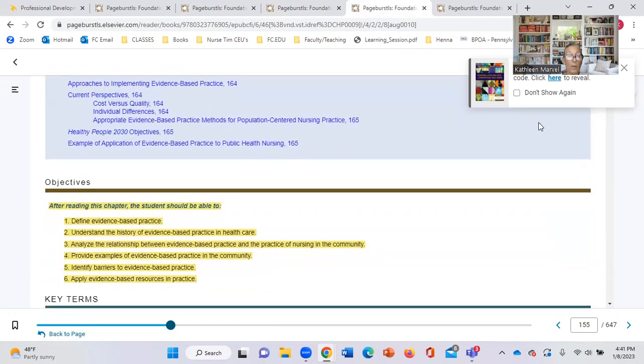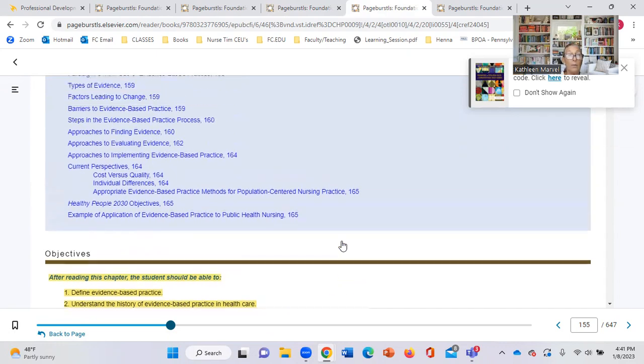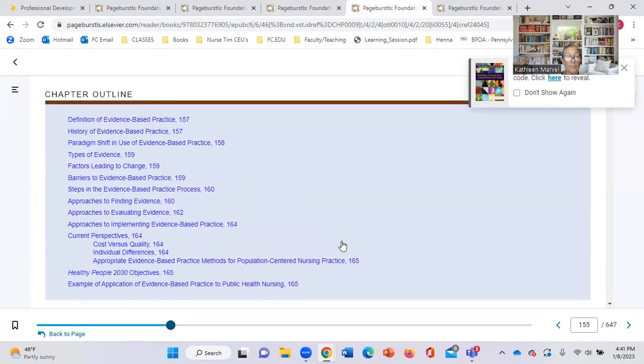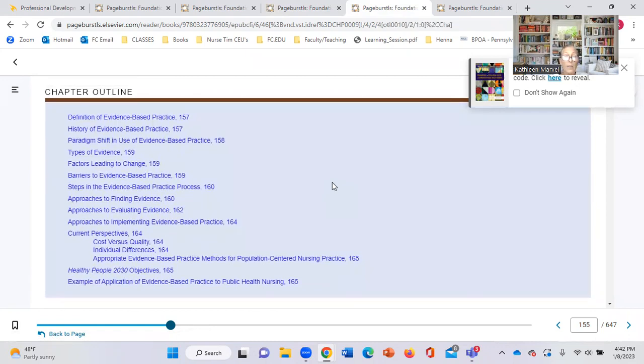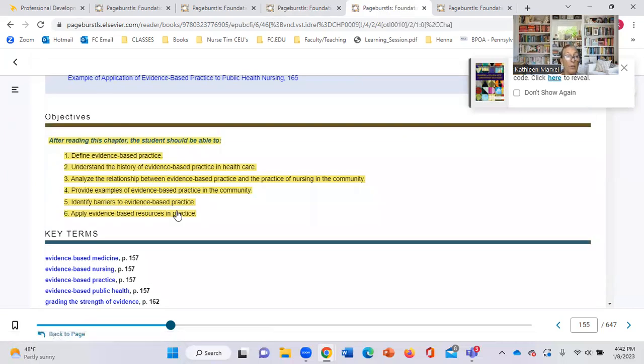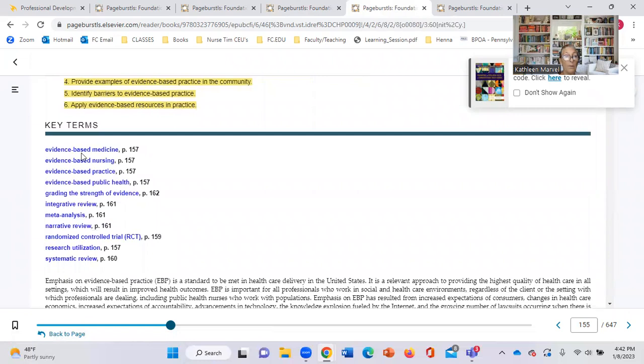Another objective was to identify barriers. If you go to your outline, there's a whole section on barriers. So again, start with the objectives. Look at the course outline. Does it have a hyperlink to that objective that you can read about? Then if you start reading that section, maybe there are keywords you don't understand. Evidence-based practice, look it up.